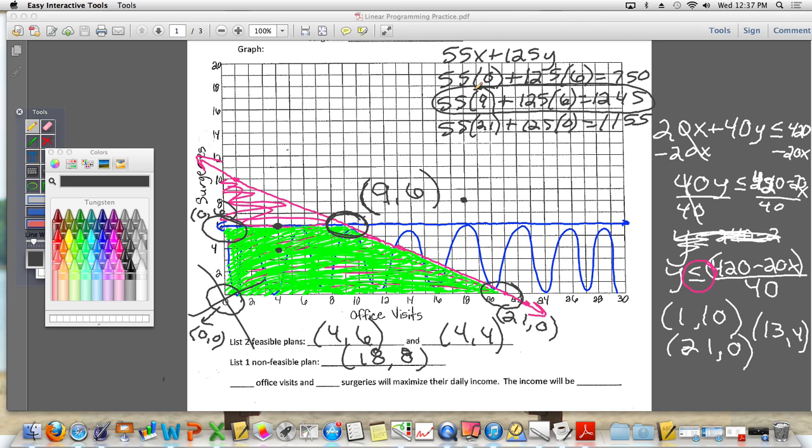So you go down here, and it says blank office visits. How many office visits are we talking about? 9 office visits. How many surgeries are we talking? 6. And how much money are we going to make? $1,245. That's a lot.